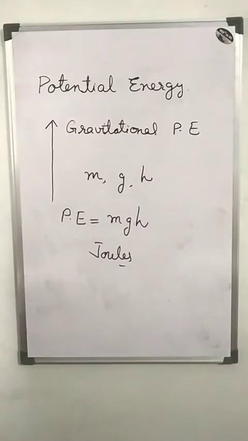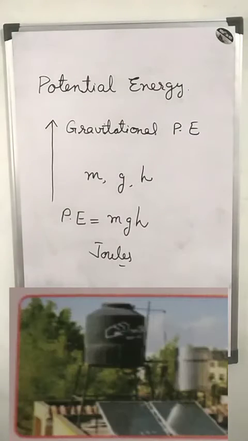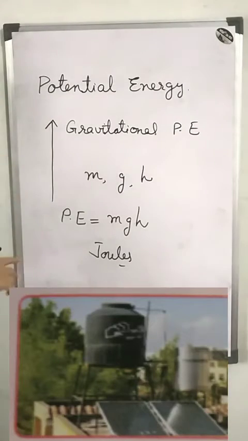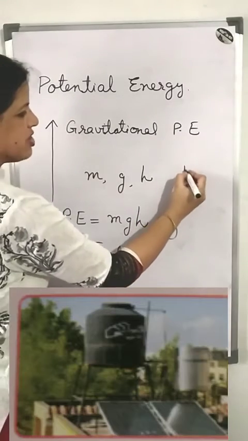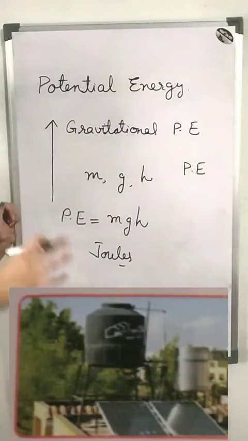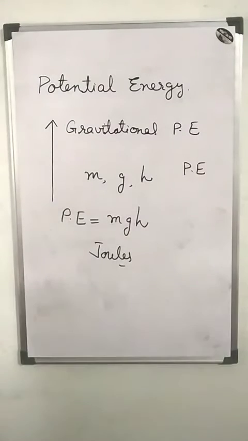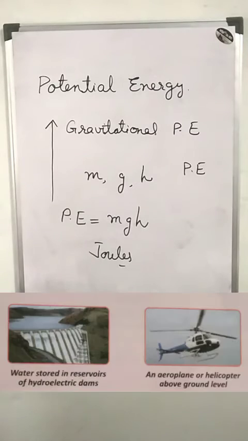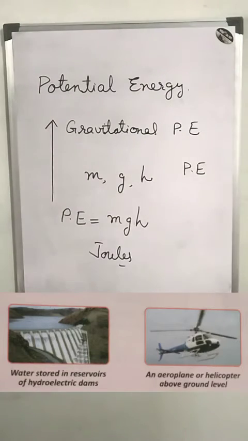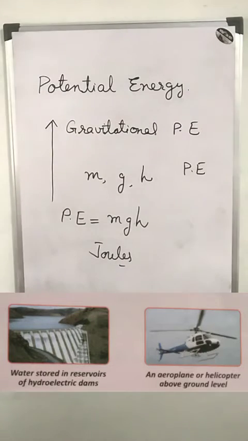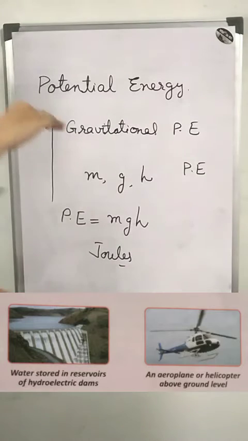For example, if we store water in a water tank on top of a building, that is called potential energy. Water stored in the reservoir of hydroelectric dams is another example of potential energy. An aeroplane or helicopter above the ground level is also potential energy.